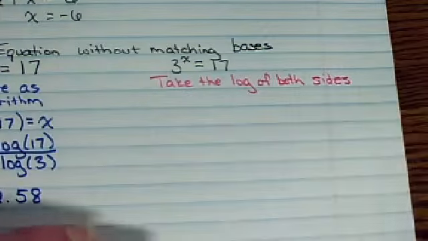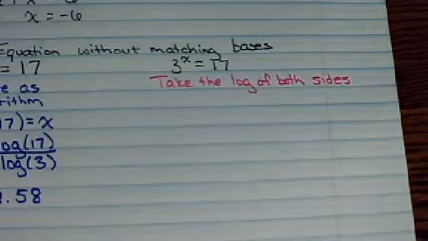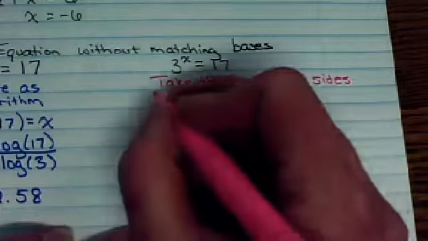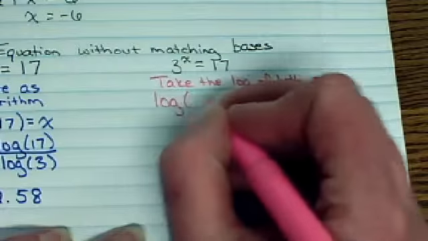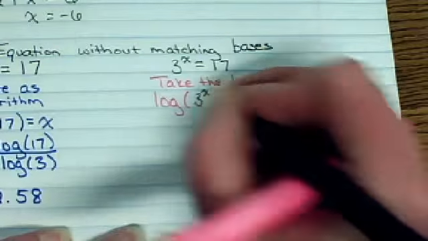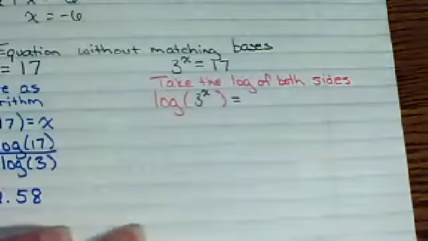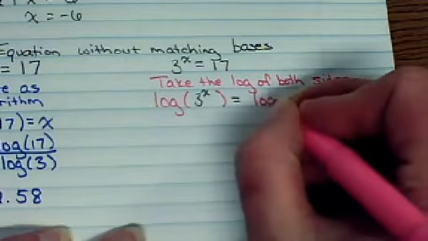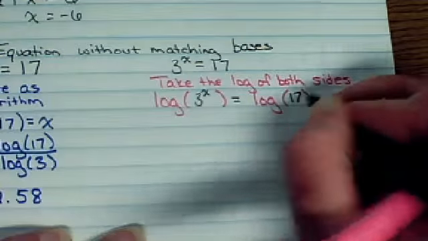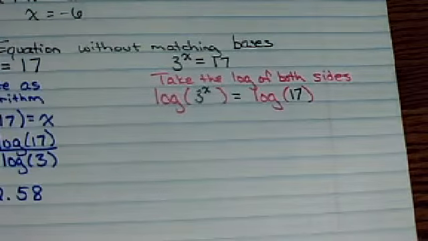Because remember, if you do something to one side, you have to do it to the other side, and vice versa. So, if I take the log of both sides, that would give me the log of 3 to the x equals the log of 17. Oh, I still don't like that exponent being up there.